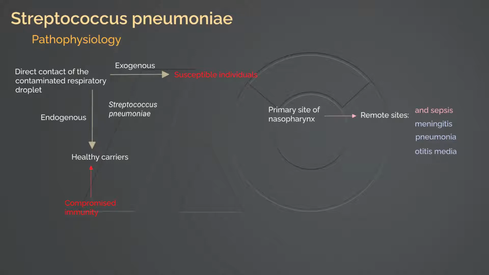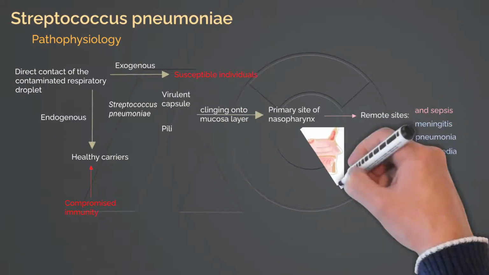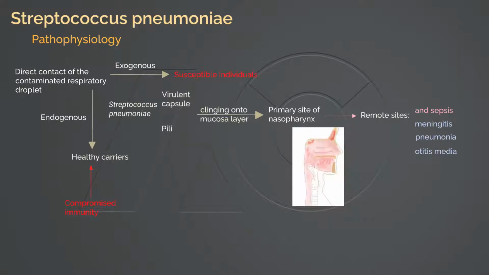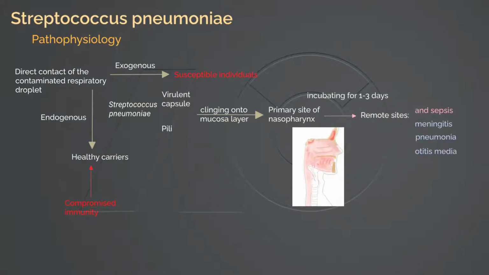First, the pathogen enters the victim's physical barrier. The capsule increases its virulence, and the pili help the pathogen cling onto the mucosal layer of the respiratory tract. The incubation period is about 1 to 3 days. Then a group of focal signs and symptoms pertaining to the specific infection manifest.